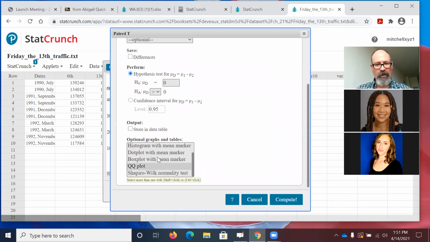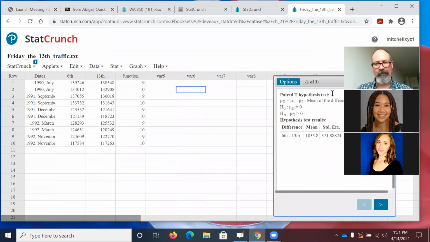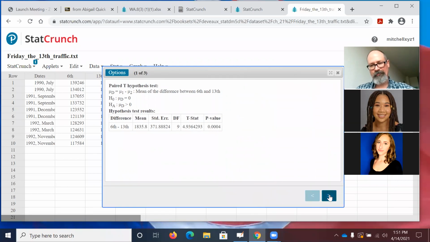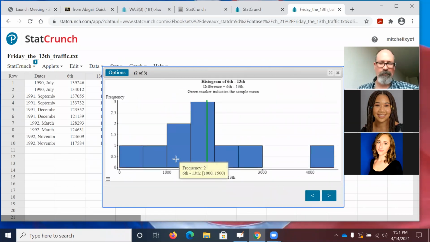You can include a QQ plot, but you can also look at a histogram. The histogram actually looks kind of okay. If you look at the differences, obviously the sample mean is very much positive, on the order of about 1800 or so. But you get a nice symmetric unimodal diagram. This is the thing you're looking for.